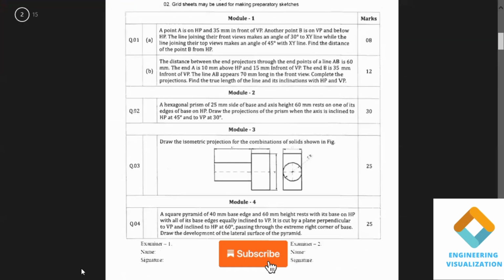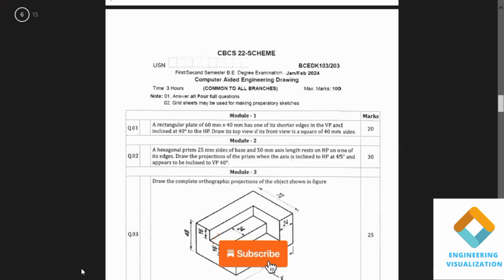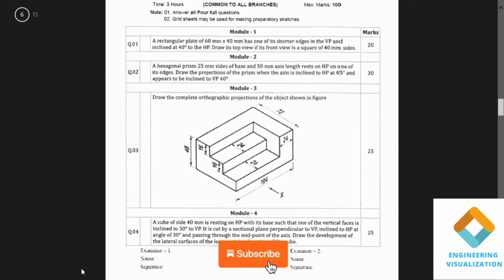Welcome to Engineering Visualization channel. Today we are going to solve model question paper 5, VTU computer aided engineering drawing. Here in this question, question number 1 is a rectangular lamina, question number 2 is a hexagonal prism, and question number 3 asks to complete the orthographic projection of this object.